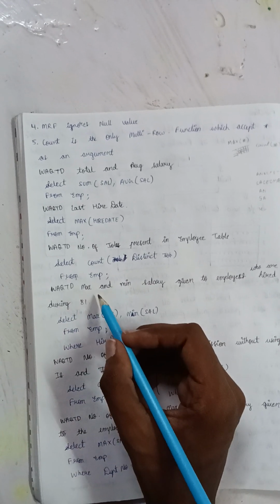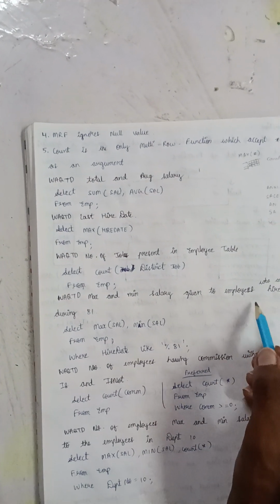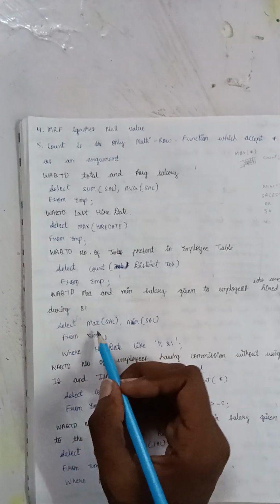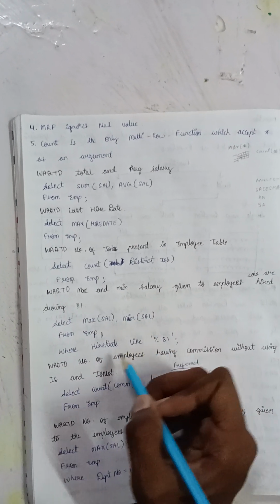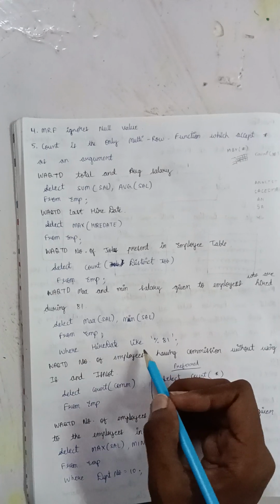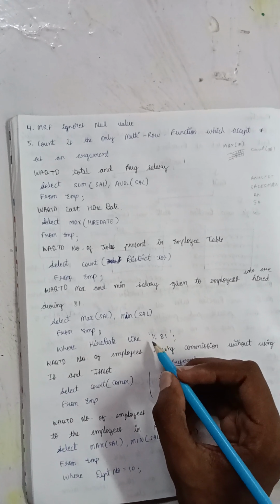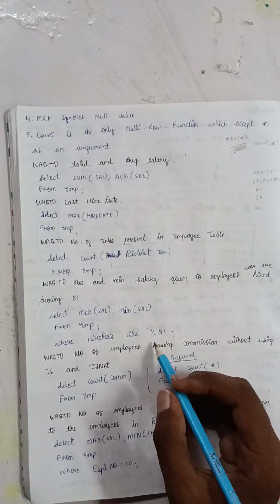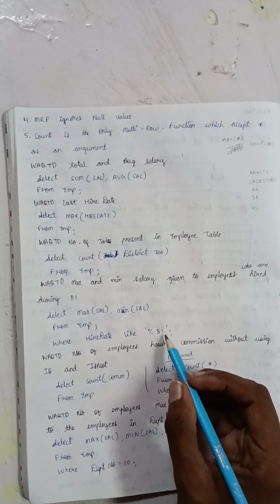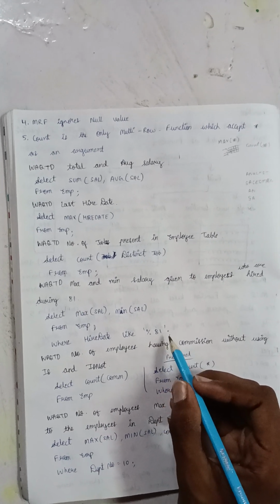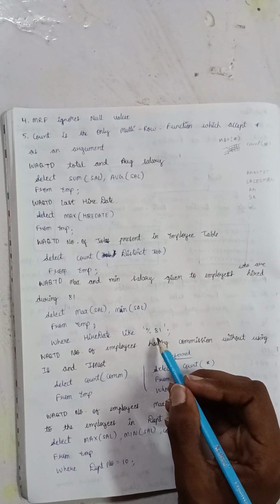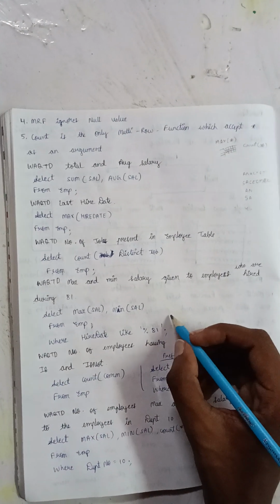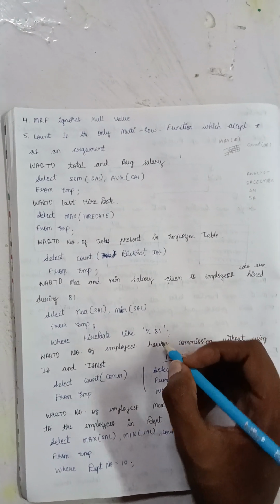Write a query to display the maximum and minimum salary given to employees who were hired during 81. Select max of sal, comma min of sal from EMP where hire date like, here we use percent, so that any date and month is accepted, in the year 81. We cannot use 1981 because in the employee table we have only 81.